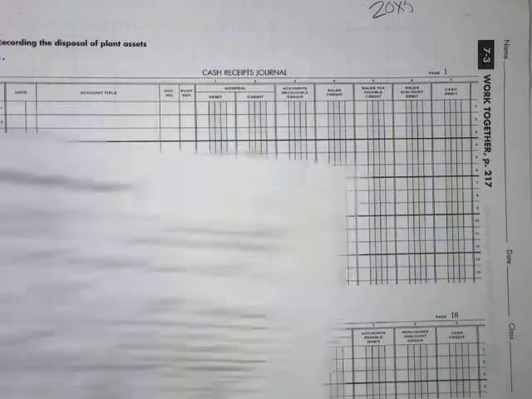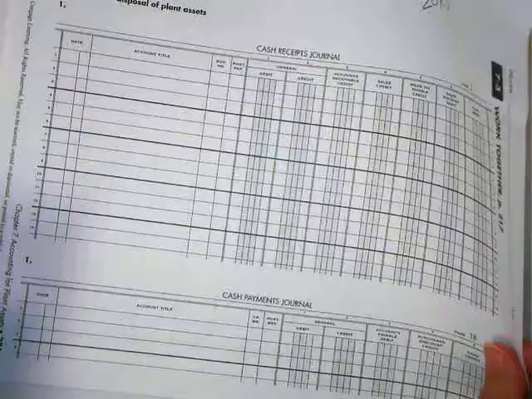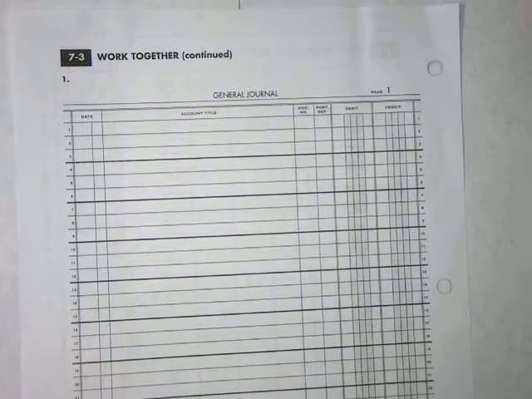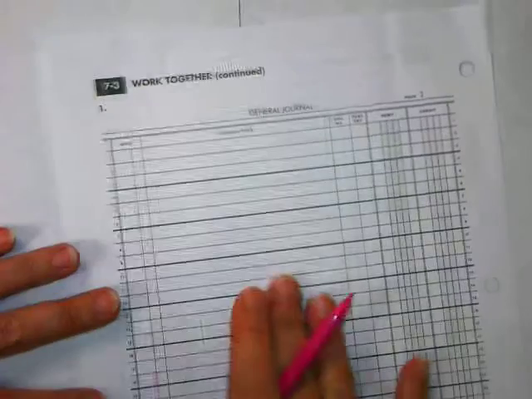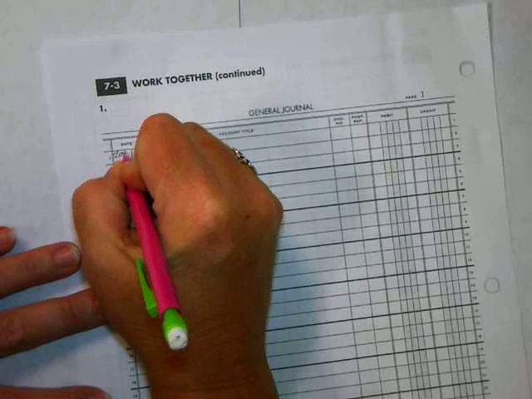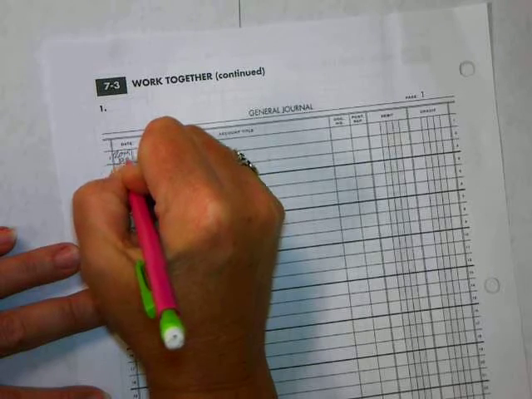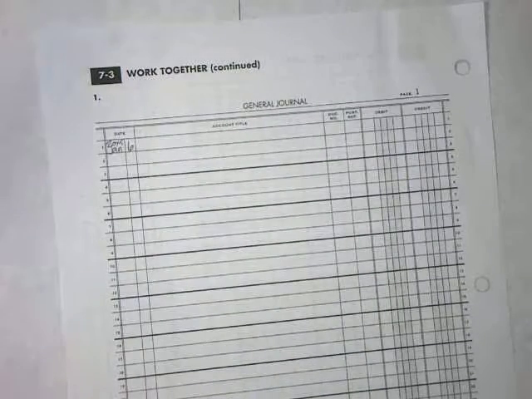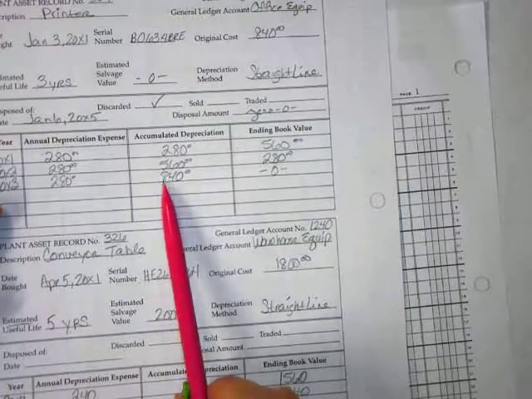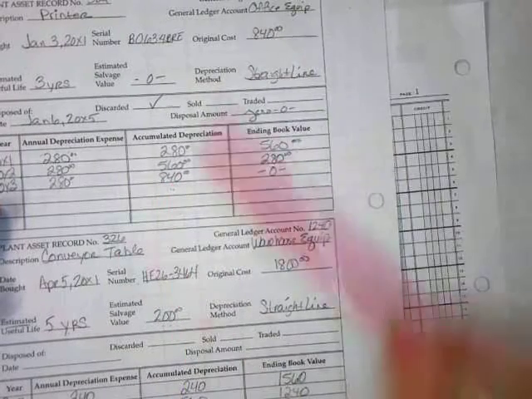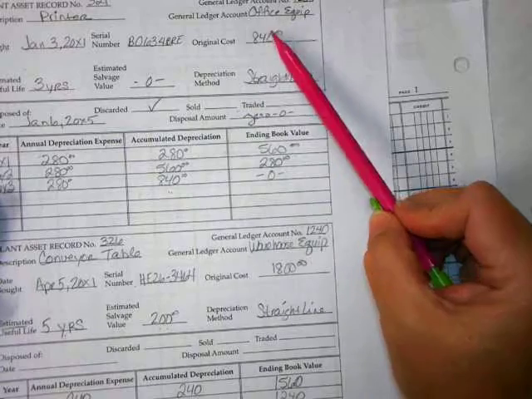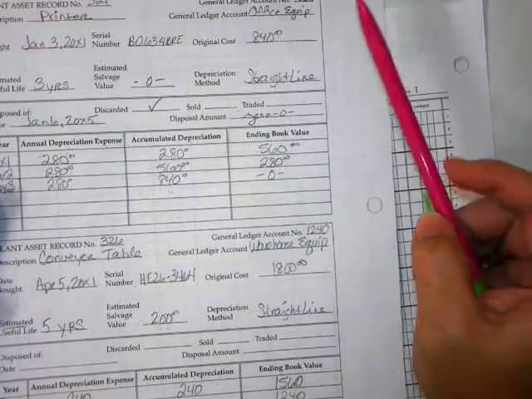So we will need the general journal. Okay. And this is for January 6th, 20X5. The accumulated depreciation is $840. The original cost was $840. So those are the two things that we have to use to discard it.